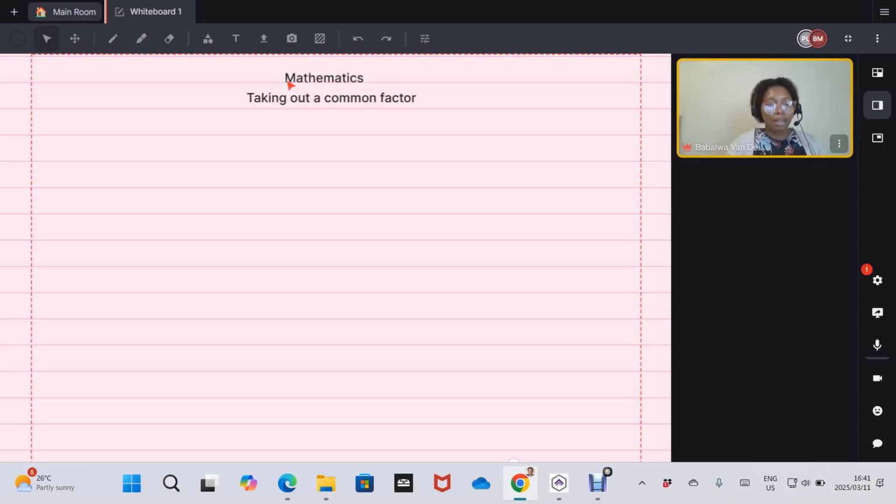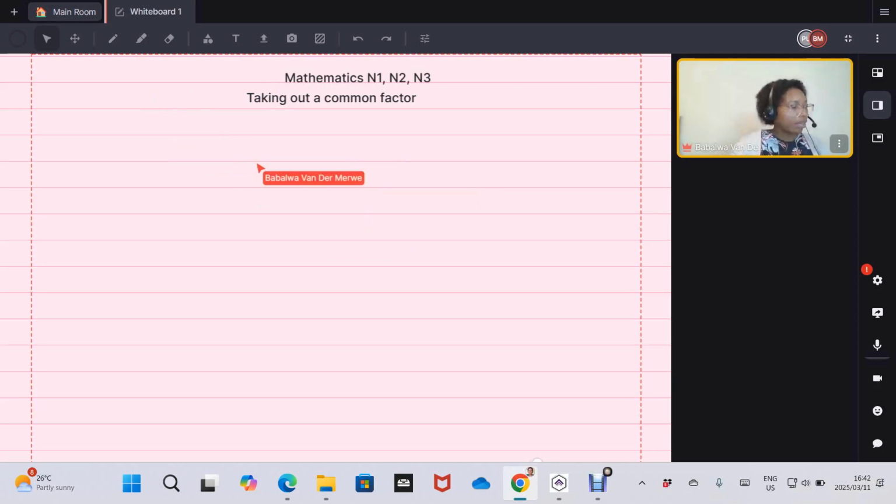We find this in mathematics N1, N2 and also in N3, where you have to apply the knowledge. All right, so let's get into it. We will start with this one.